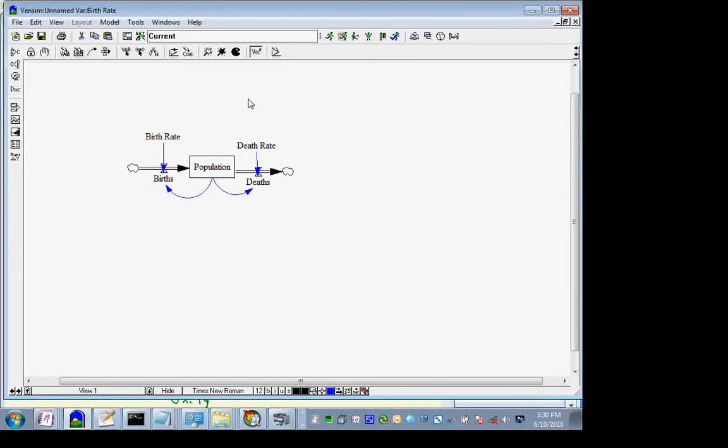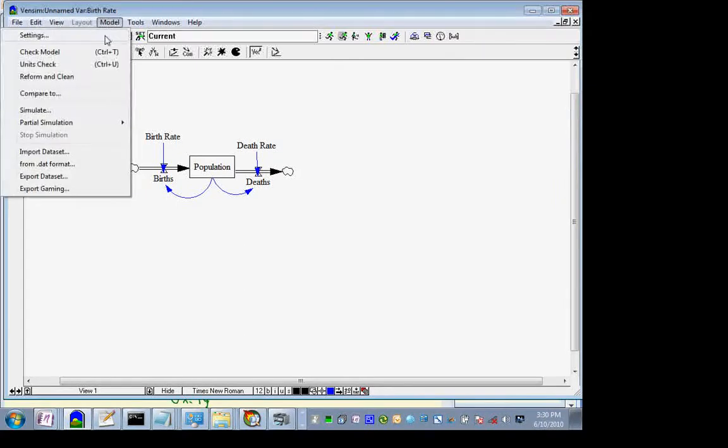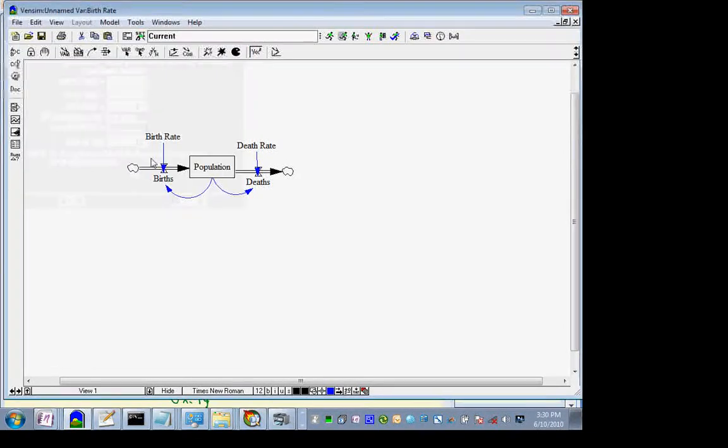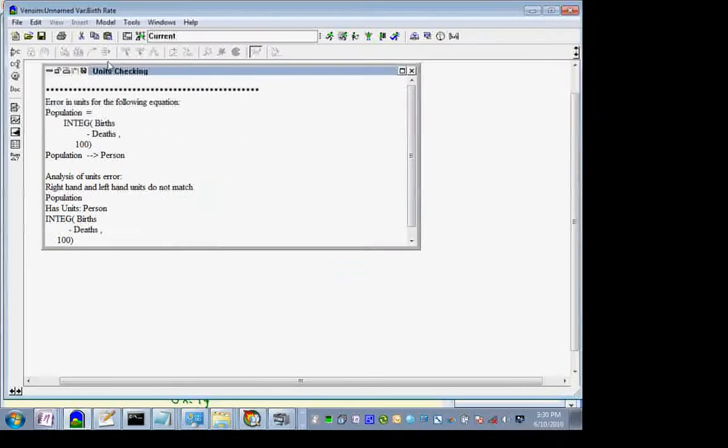Well, right, and it's a very good question. Let's see what would happen. So we make this 1 over a year, and we set the model settings to be month, like we had it. It turns out that for reasons that may not be totally clear at first glance, that should give a problem. And the problem is here.